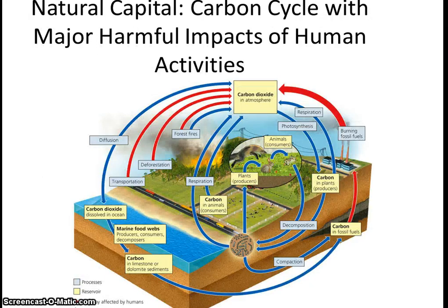Okay, next one is carbon cycle. Carbon cycle is pretty important because it is a building block of carbohydrates, basically of all your macromolecules.